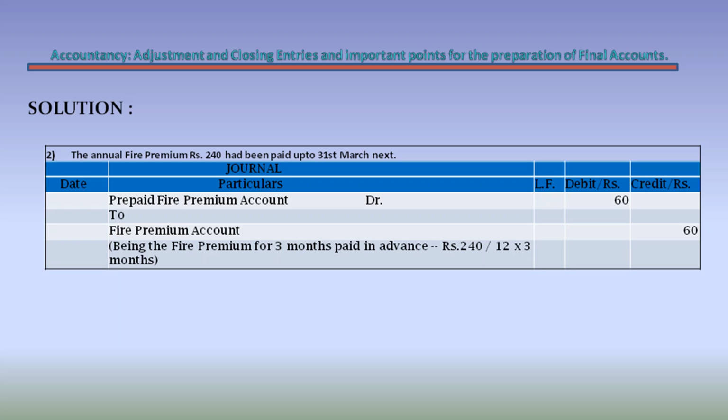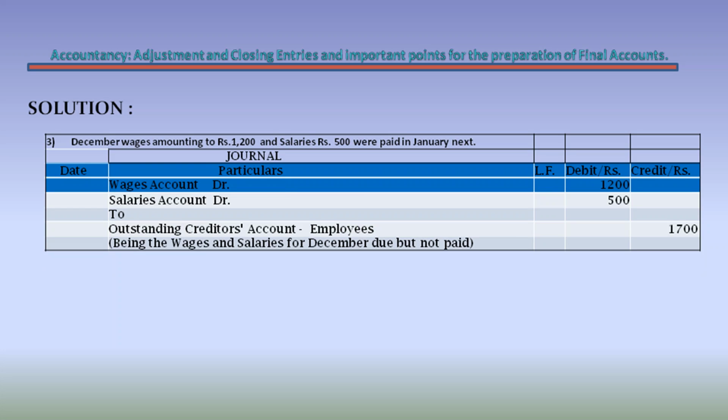Rupees 240 by 12 months into 3 months, which is paid in advance, rupees 60. Third adjustment. December wages amounting to 1200 and the salaries rupees 500 were paid in January. So, we need to pass this adjustment entry. Wages account debtor 1200, salaries account debtor 500, to outstanding creditors account, employees 1700, being the wages and salaries for December due but not paid.